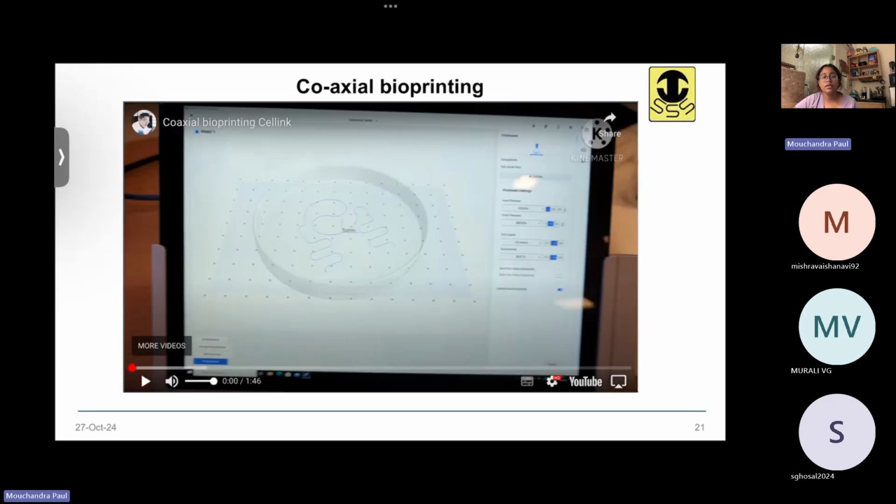So, any questions here in understanding how coaxial bioprinting works?